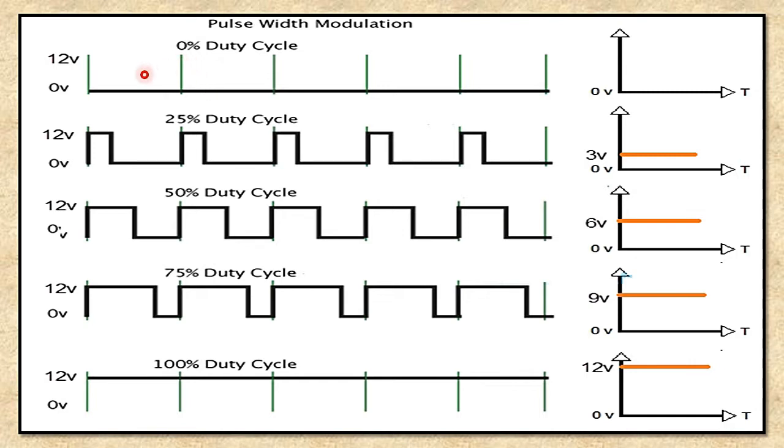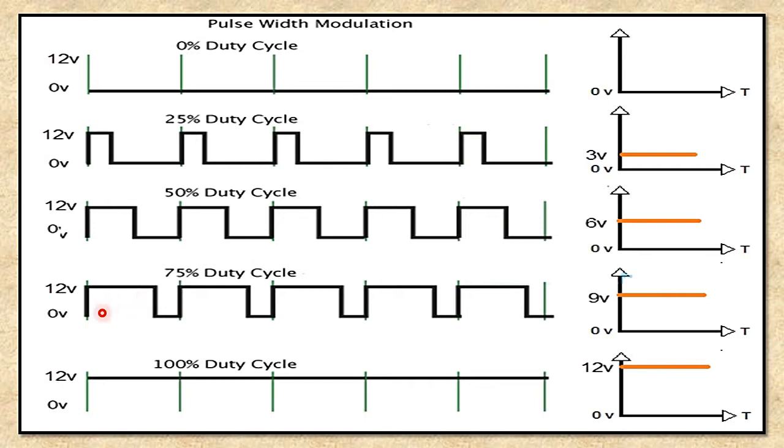0% duty cycle, the output voltage is 0 volts. 25% duty cycle, the on time or the high time of the pulse is only 25% and the off time or the low is 75%. The on time and the off time corresponds to duty cycle. 25% duty cycle results in output voltage of 3 volts. Likewise, 50% duty cycle, the on time and off time are equal. Thereby, the output voltage is 6 volts, that is half.